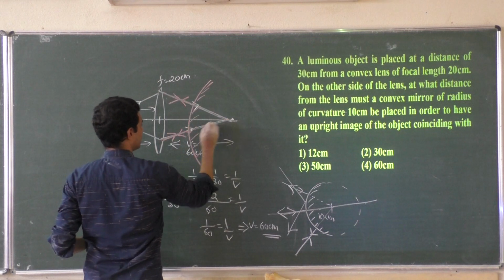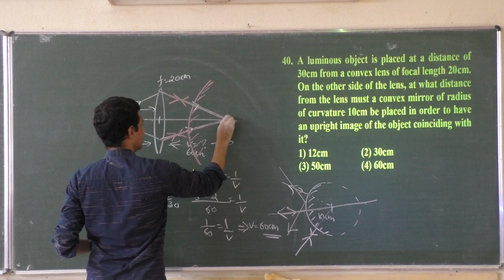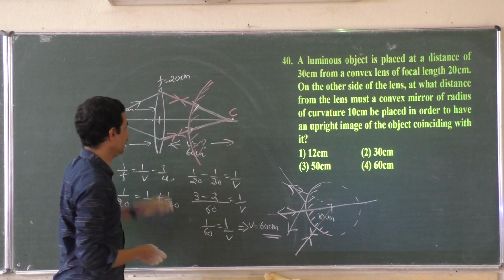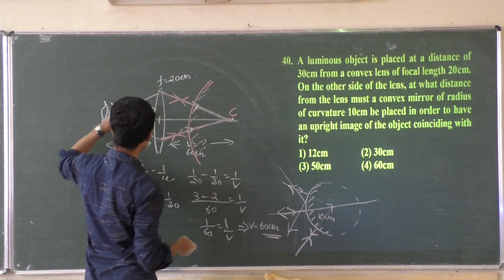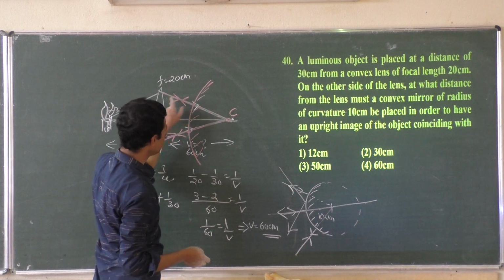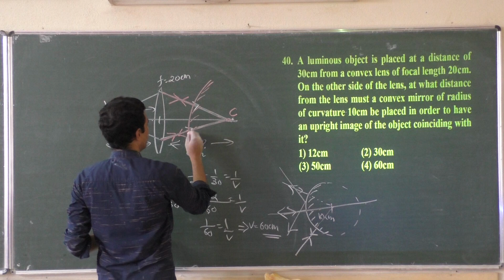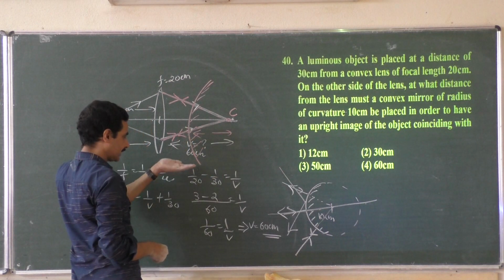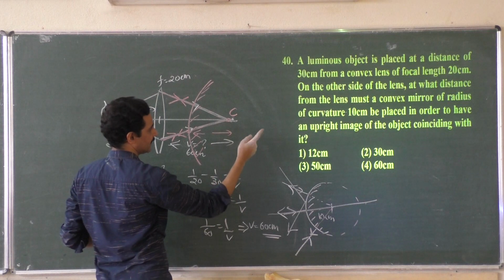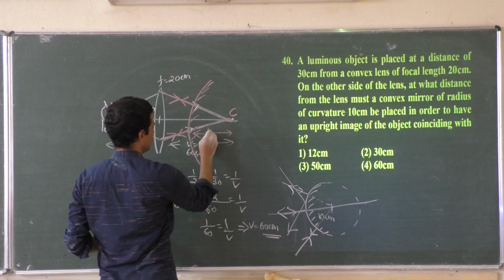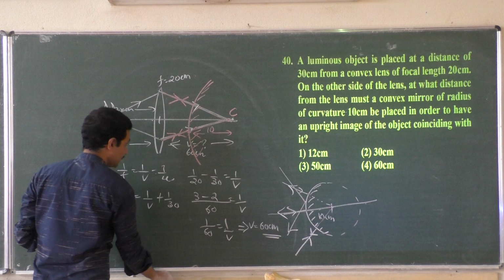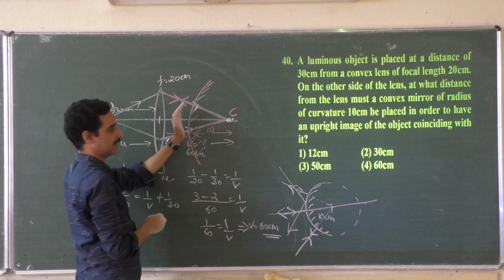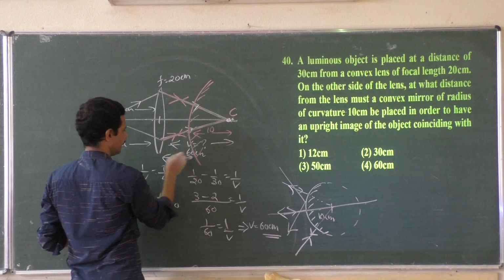If these rays have to be sent back in the same path, if you move them further, they must meet at the center, because this should be a normal incidence, otherwise it is not possible. If these rays are incident normally, they will be reflected back, and this should be the center. And what should be the place where this has to be kept? That is its radius. What is the radius of that? 10 centimeter. And if you place the convex mirror 10 centimeter from the position of the image, what is the distance left out of 60?